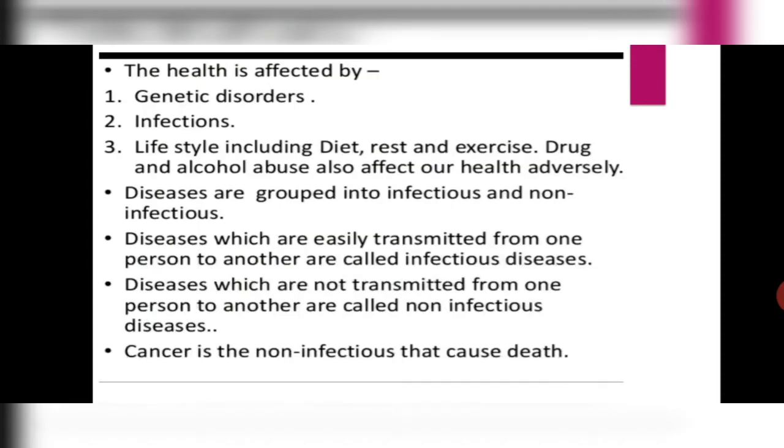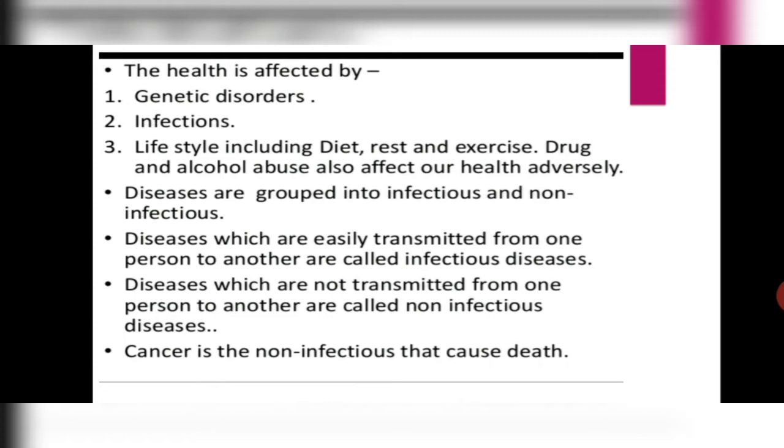The health of a person can be affected by the following reasons. First, the genetic disorders, where a person has very little to do. It is something that is inherited from the parents. Then infections, which are present in the surroundings and which can be controlled by certain preventive measures. Then the lifestyle, including the diet, the rest a person is taking, the amount of workout or exercise he is performing. Drug and alcohol abuse are also a part of lifestyle disorders.